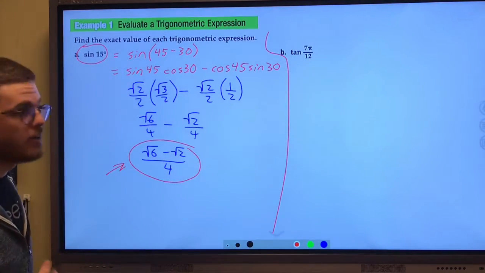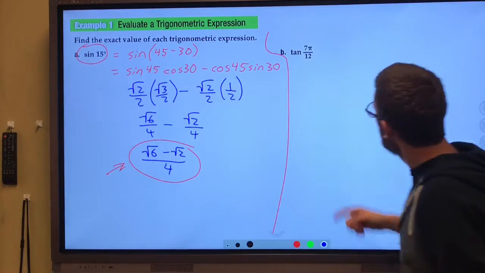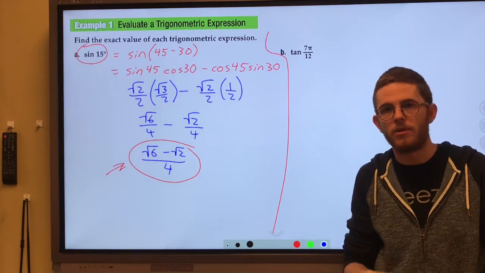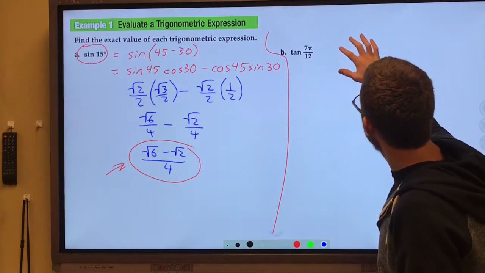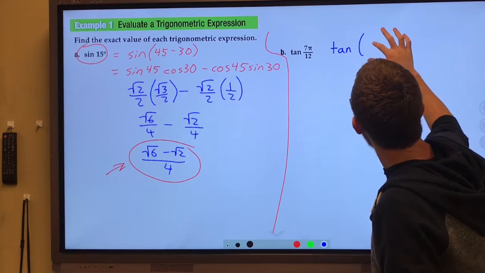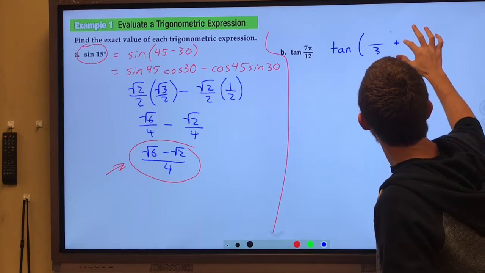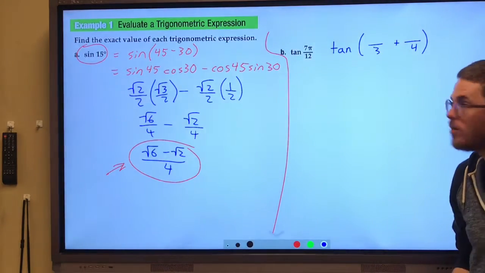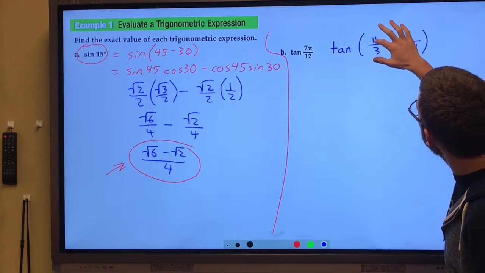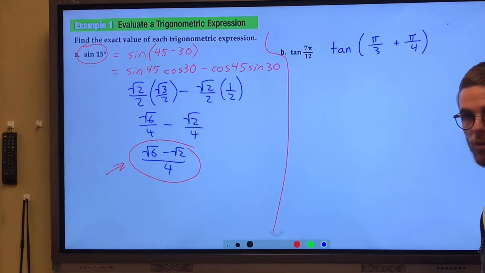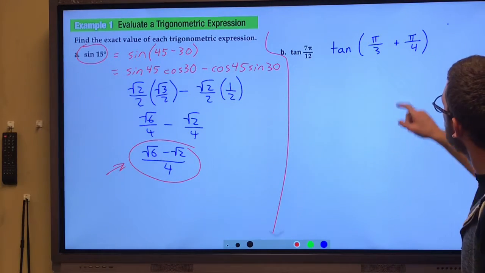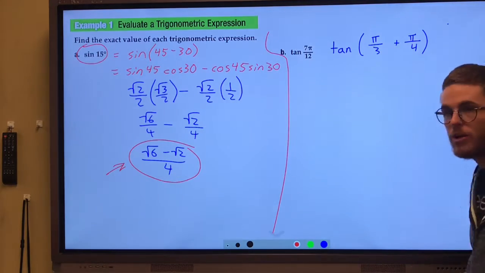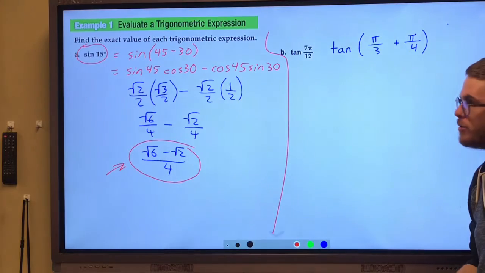Here, tangent of 7 pi over 12. Well, we don't have anything over 12 on our unit circle. But think about what's going to have a common denominator of 12, and that's if we have something out of 3 plus something out of 4. We know that the common denominator of 3 and 4 is 12, and this would be 1 pi over 3 plus 1 pi over 4. Go ahead and double check that to yourself. That would be 4 over 12 plus 3 over 12, which gives us 7 over 12.